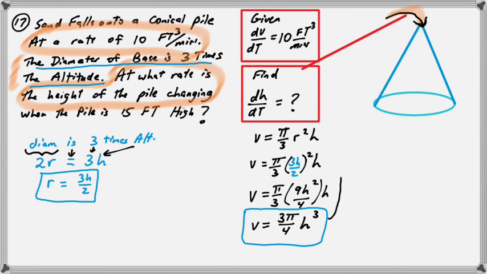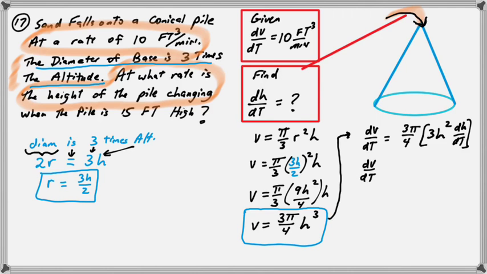Okay, from here I take my volume in terms of the height, and I'm going to take the derivative of both sides. The derivative of V is dV dt. 3 pi over 4 is a constant factor. I will do power base, 1 less power, derivative of base. Because it's an h, you put dh dt.